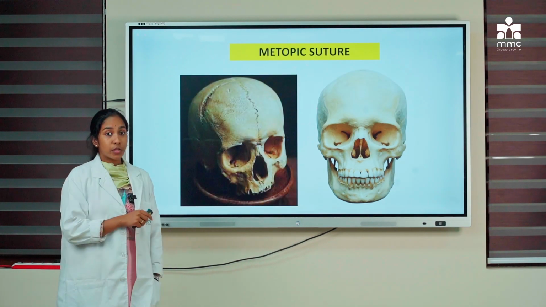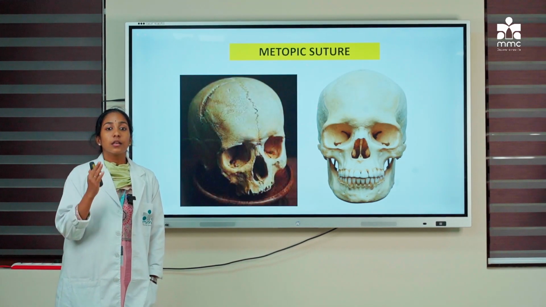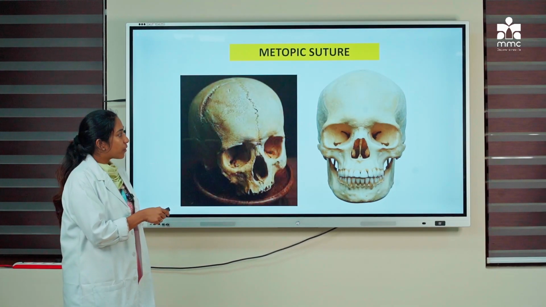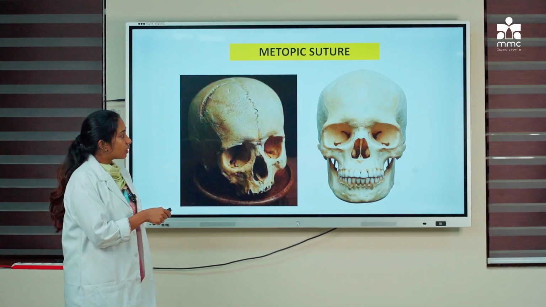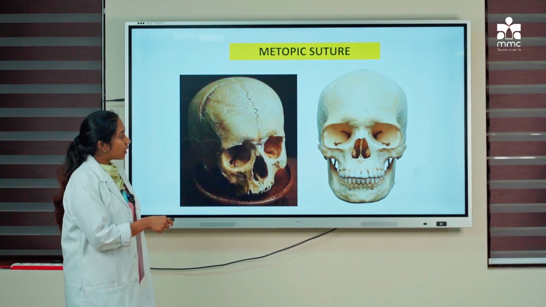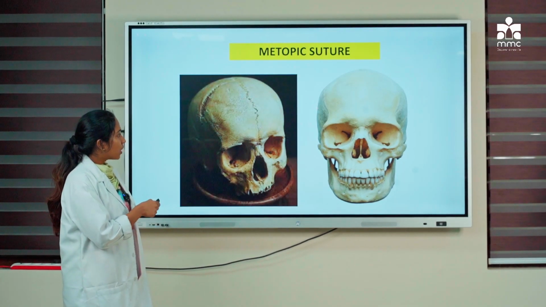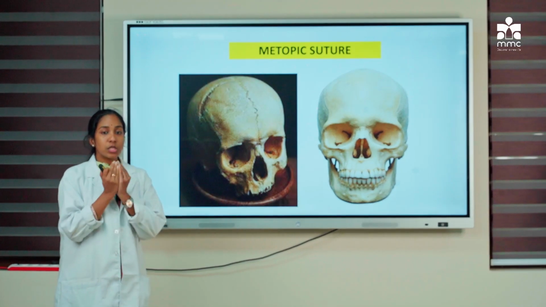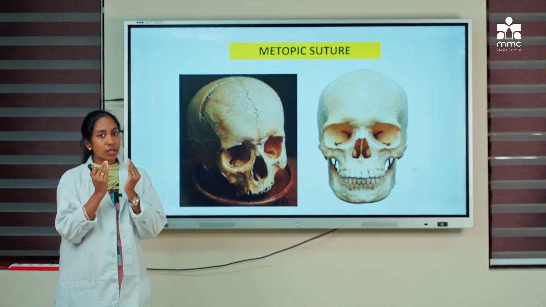So what is metopic suture? As I said, when forming the frontal bones, they are formed on both sides. Here there is one frontal tuber, one bone will begin here, and the other bone will begin here. At the center there is a suture. Later, by around 2 years, these two bones fuse together and form a single bone.